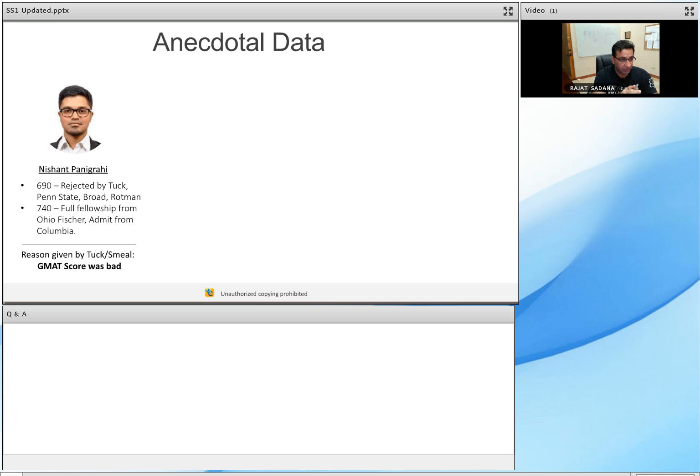So for Nishant, for example, he had a score of 690. He applied to a bunch of these schools. He was rejected by Tuck, Penn State, Broad, and Rotman. So other than Tuck, the other schools are not top schools, yet they rejected him. He got a score of 740. He got a full fellowship from Ohio Fisher, which is, in my opinion, ranked higher than Penn State and Broad, and he received an admit from Columbia. He's currently studying at Columbia.